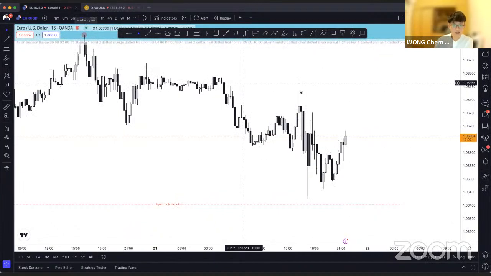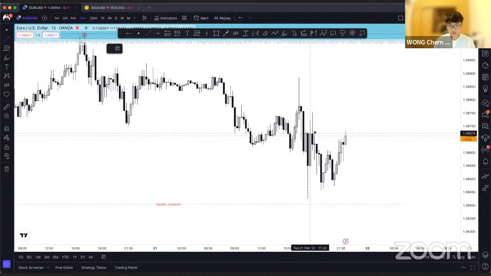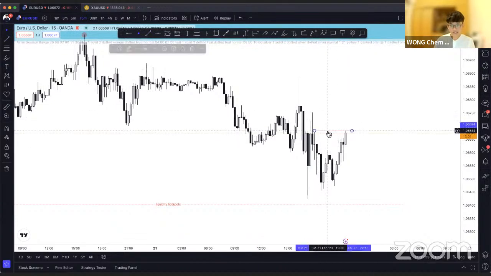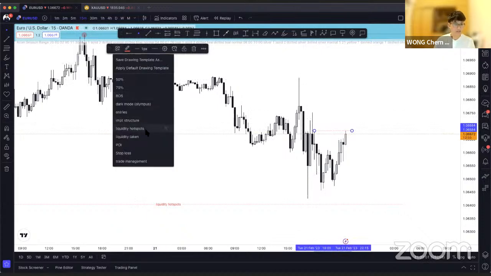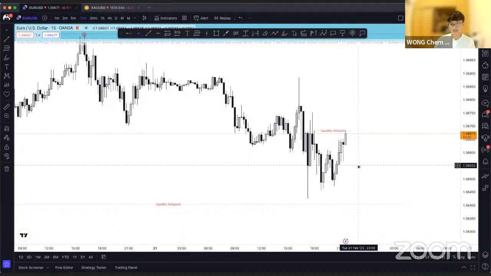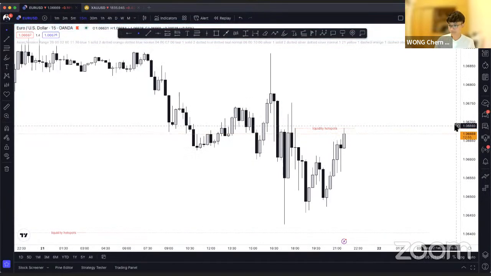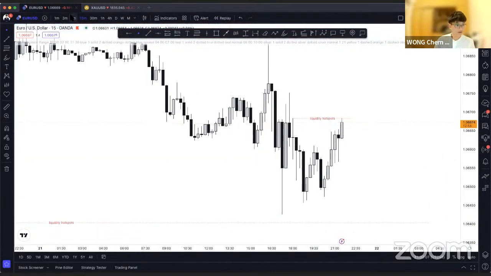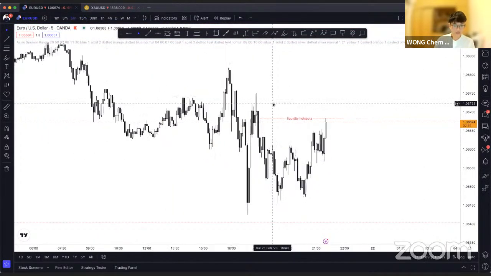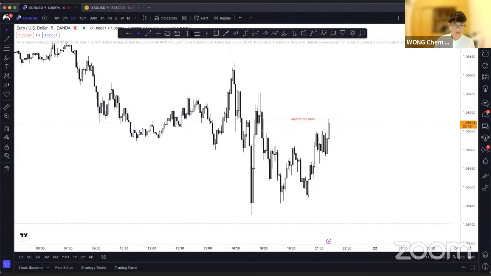If you're looking at the 15 minutes time frame, there is also a buy side liquidity zone over here that price literally respected and is forming some kind of equal highs. And if we go down to the 5 minutes time frame to take a further look, we actually identify an area of supply zone over here.